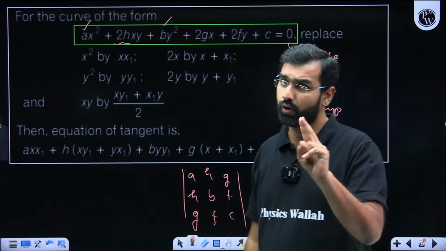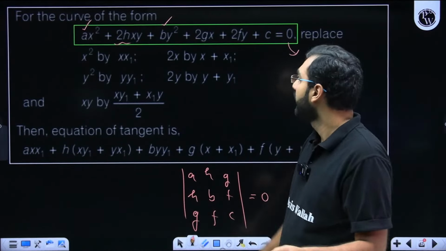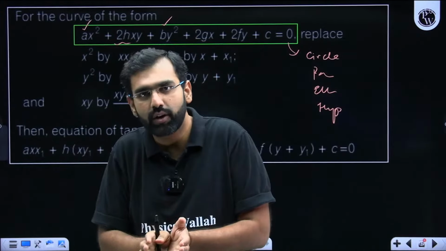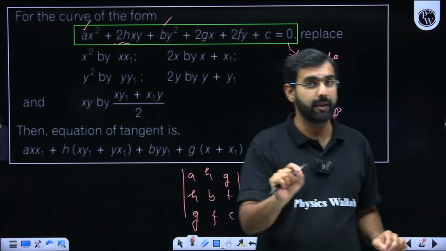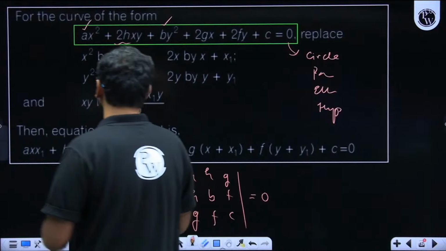This is applicable for a second degree conic, not for a third degree conic. Second thing, that point must lie on the curve. If the point is outside, from where you are drawing the pair of tangents, then it's not applicable. The short technique is applicable only when the point lies on the curve. So what does the short technique say?